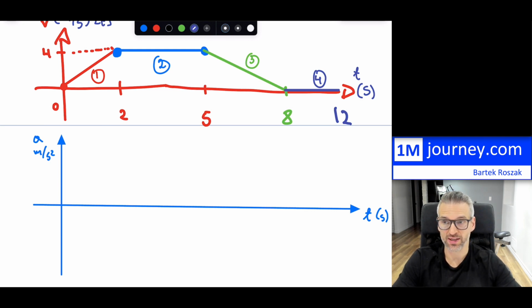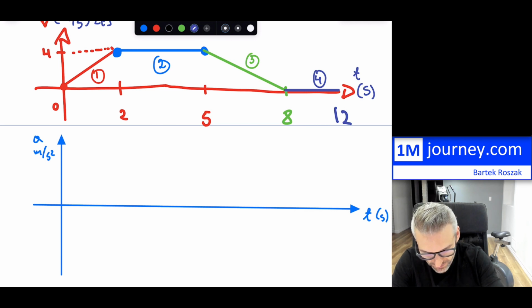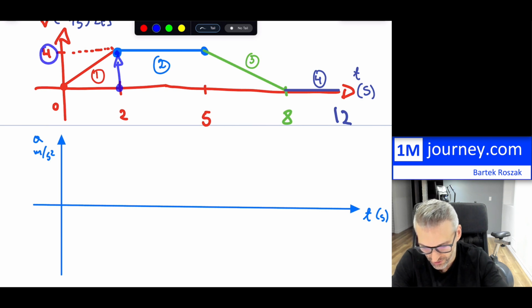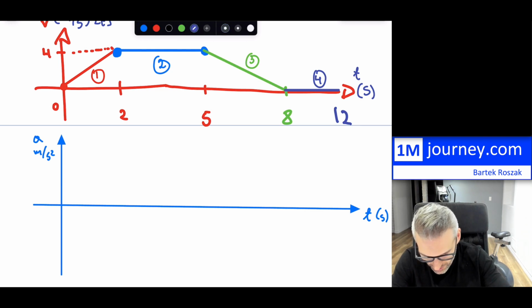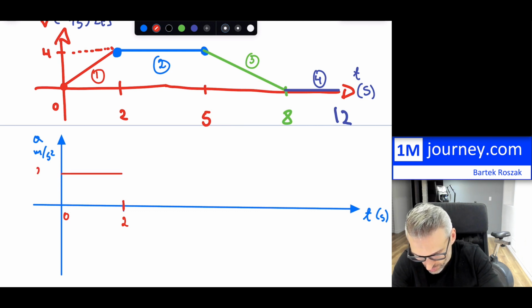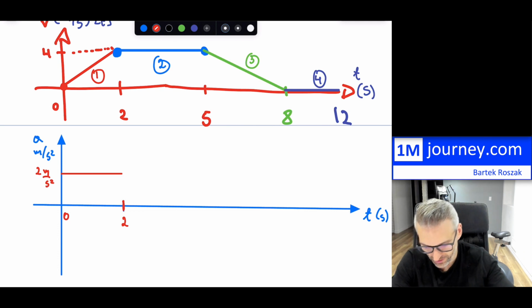And now in this case, you can see right there, your rise, this one is much easier. So from here to here, the rise is 4 meters per second. The run is 2. So 4 divided by 2 is 2. So that means that for the first section, between 0 and 2 seconds, this is going to be just a flat line, right? So this is just 2 meters per second squared.